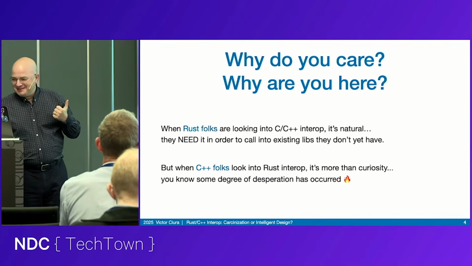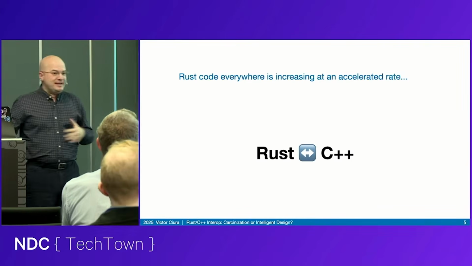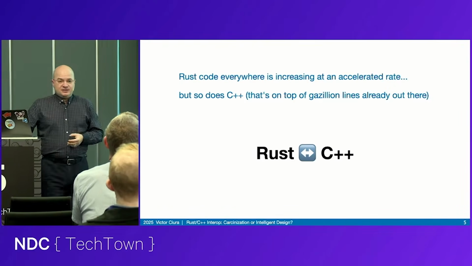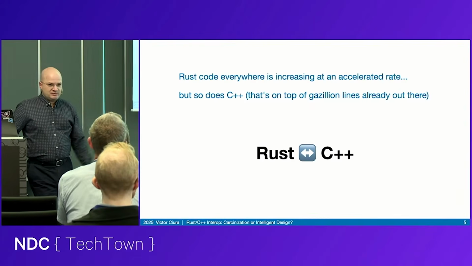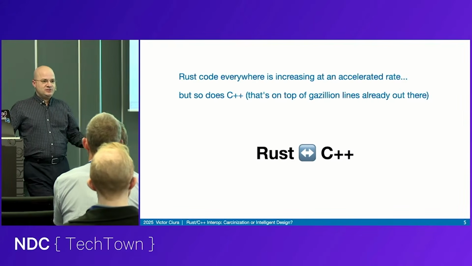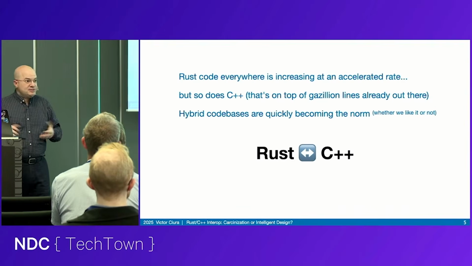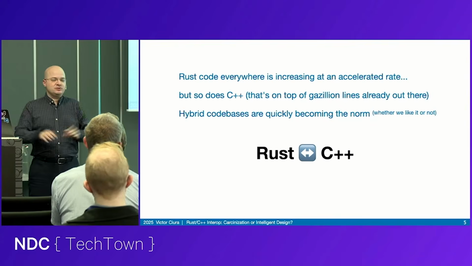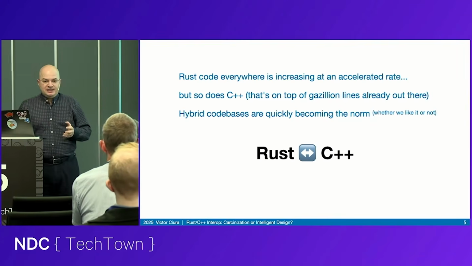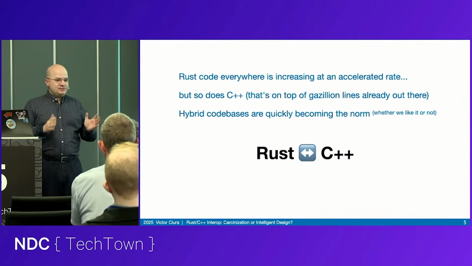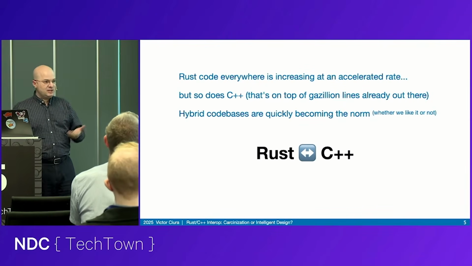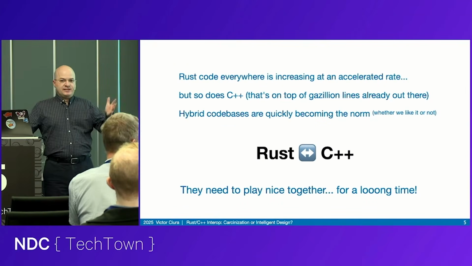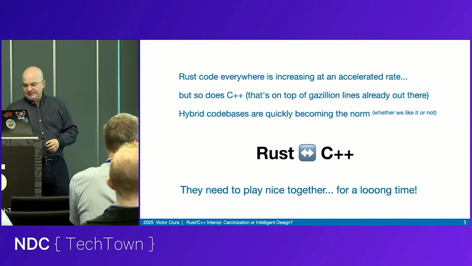Rust code everywhere is increasing at an accelerated pace. But so does C++, and that's on top of gazillions of lines of C++ out there. Even today, there's more C++ being written than Rust. But hybrid code bases are here to stay. They're becoming the norm, whether we like it or not, with all the complications and all the problems that come with it. I don't think there's a turning back point. We passed that. So we have to figure out how to navigate this place together. We need to learn to play nice for a long time. This will be the place where we live.